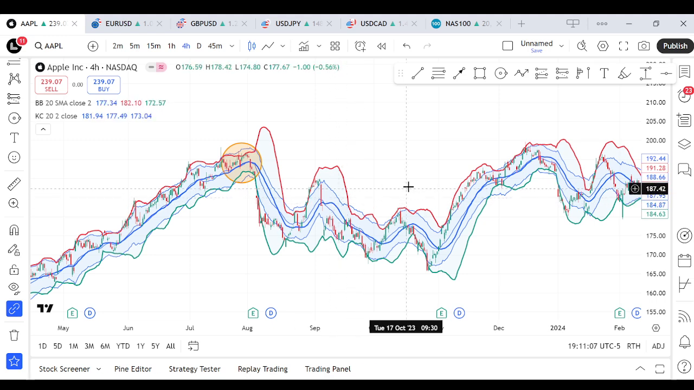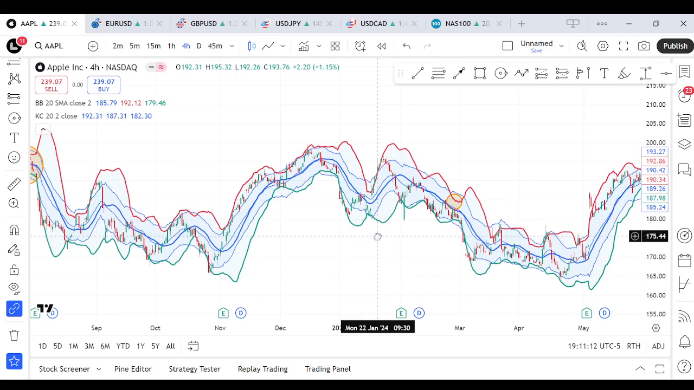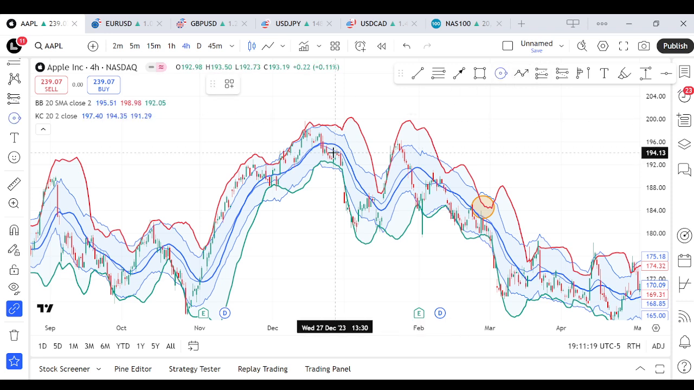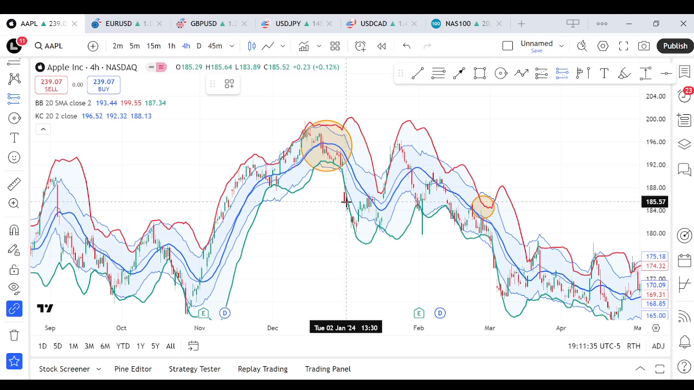Let me look for a better setup, and we have one here. You can see this one where we have this squeeze right inside the Keltner channel. The upper band slightly moved inside the Keltner channel while the lower band moved inside the Keltner channel properly. And the next is the breakout occurring here, and we can confirm that with the close below both channels.